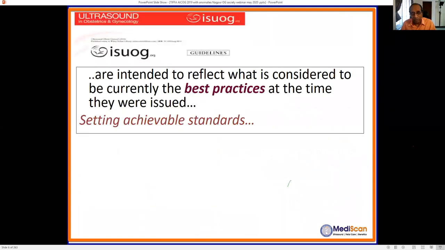So the guidelines are intended to reflect what is considered to be currently the best practices at the time they were issued and just setting achievable standards. That is, we want somebody to follow the guideline. Everybody should be able to follow the guideline. We can't keep a very high standard and say, I will include looking at the ear of every baby or the eyelashes of every baby, and then say that only 10% of the people are able to do it.